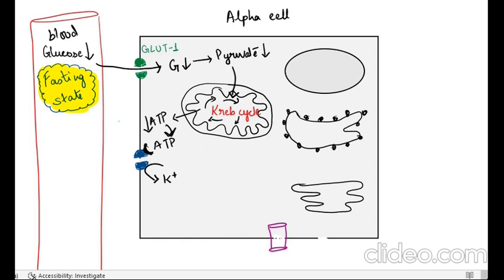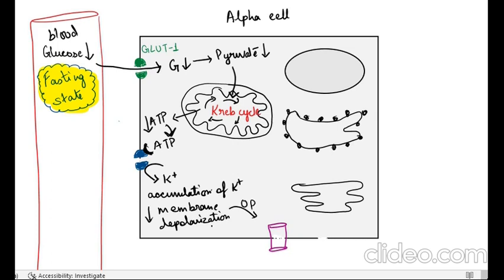Because of this, there will be an accumulation of potassium ions within the cell. There will be an accumulation of K plus, and because of this accumulation, the membrane depolarization will decrease. Now, because of this, what will happen? Since the concentration is low, this low membrane depolarization will keep this open.